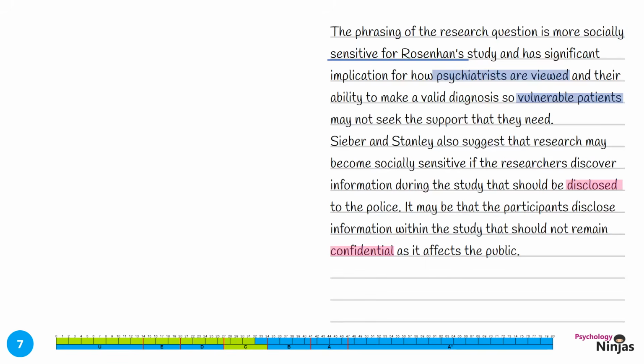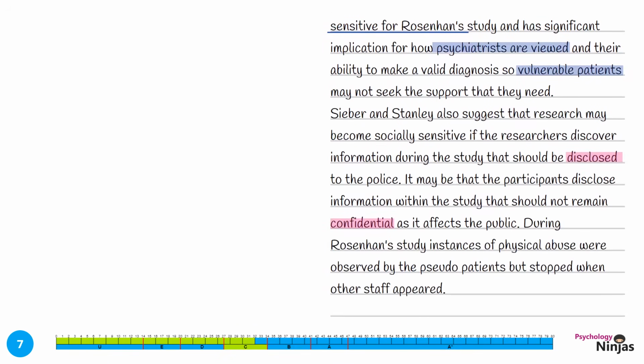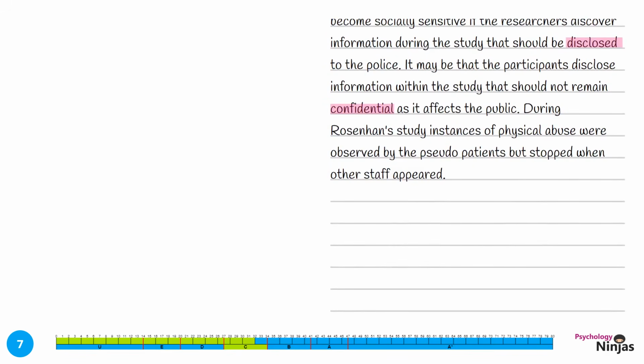Let's go back to evaluating and discussing this in the context of our classic studies. Again, we're going to start with Rosenhan. During Rosenhan's study, instances of physical abuse were observed by the pseudo-patients, but stopped when other staff appeared. We've clearly identified something that might need to be disclosed and not remain confidential. We then need to explain the implications of this.